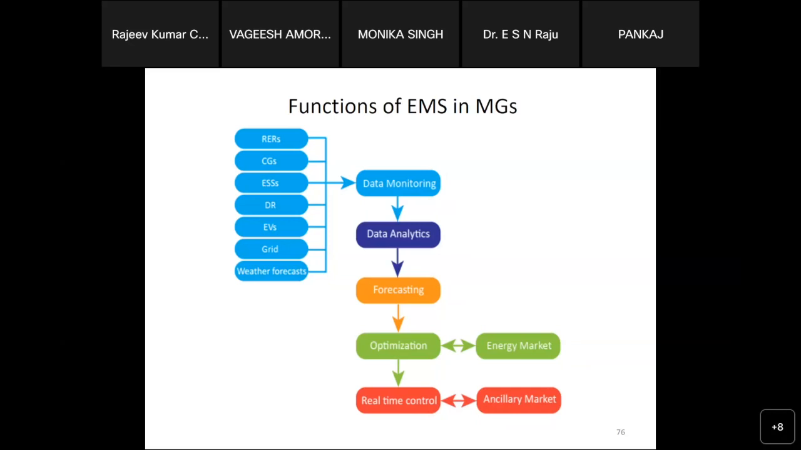So that is the reason nowadays big data analysis as well as the forecasting, and after that optimization, all these are interrelated, all these are important for the proper energy management of the microgrid, or the proper energy management of the main power system network.